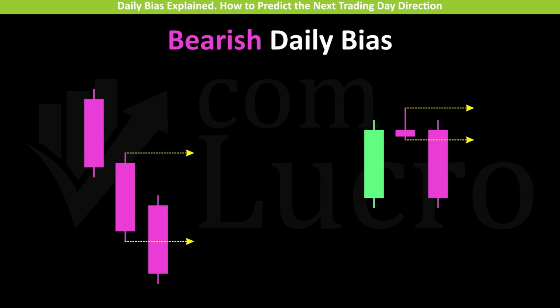The bearish daily bias follows the same logic, but in the opposite direction. If price breaks below the previous day's low and closes below it, we have a bearish bias for the next day. Similarly, if price attempts to break above the previous day's high but fails to close higher, this also produces a bearish bias. In these cases, we can expect the next day to be bearish or at least to revisit the previous day's low. As with most trading concepts, daily bias becomes much clearer when applied to real price action.